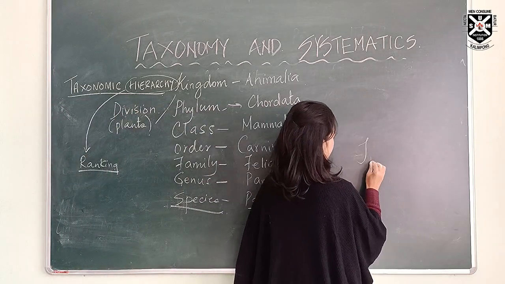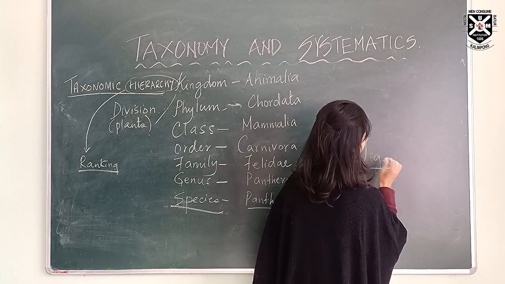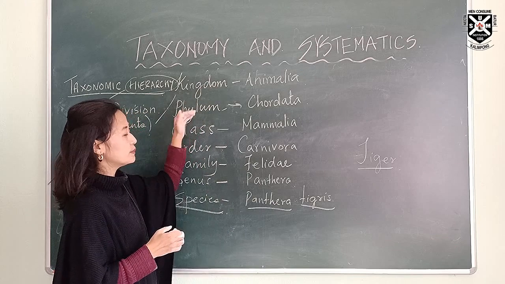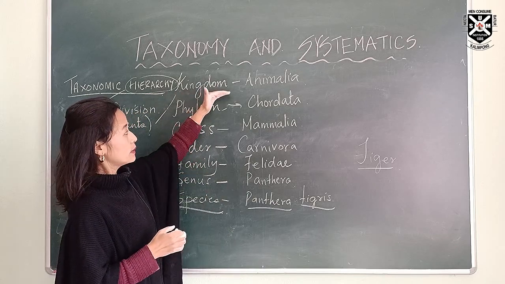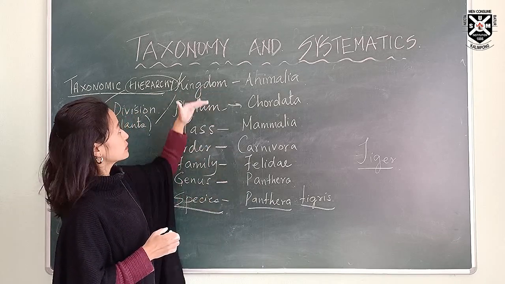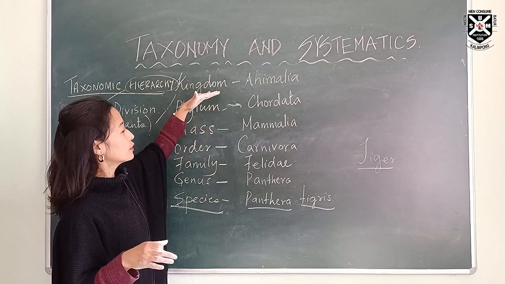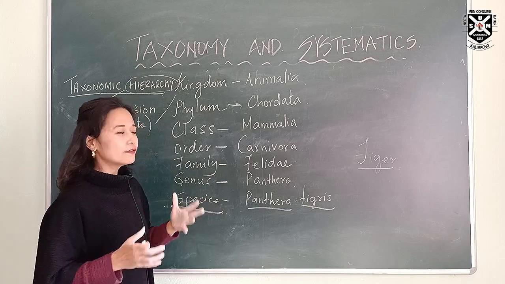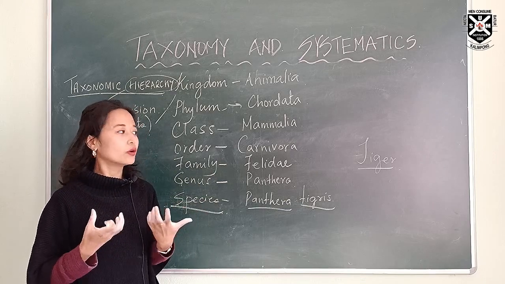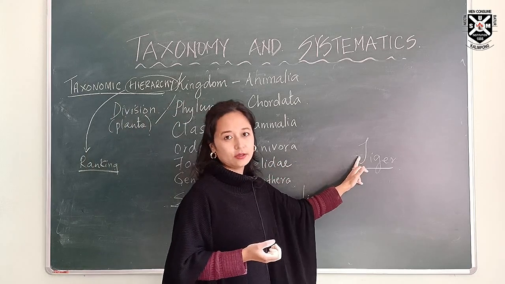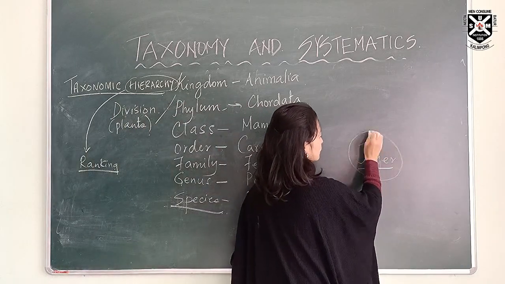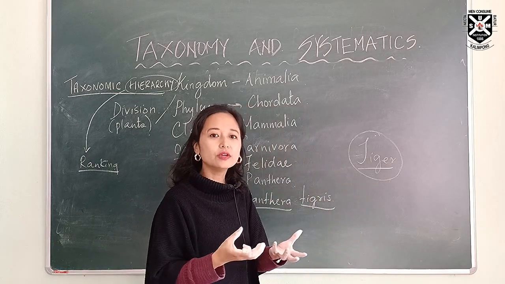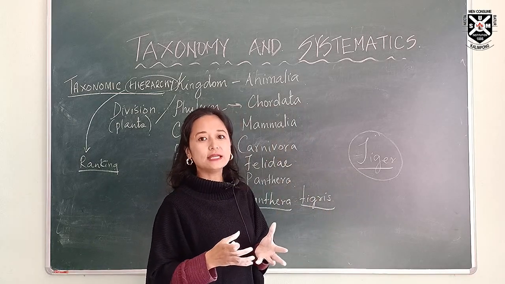So if you are to classify any organism, we have to follow this method of classifying them according to this taxonomic hierarchy. Say, for example, we need to classify an organism, say tiger. If we observe it, what external characters do we see?